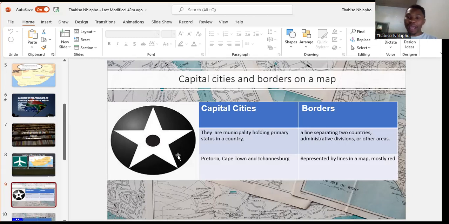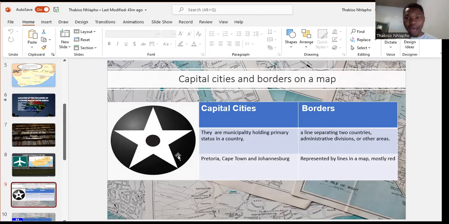A border can be described as a line separating 2 countries, administrative divisions, or other areas. So borders separate the countries. That's how we are able to know that this is Lesotho, this is South Africa, this is Zimbabwe, this is Mozambique. We are separated by borders. On the map, borders are represented by lines, and those lines are mostly red, but it depends on what kind of border it is.